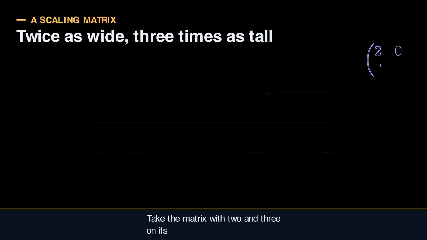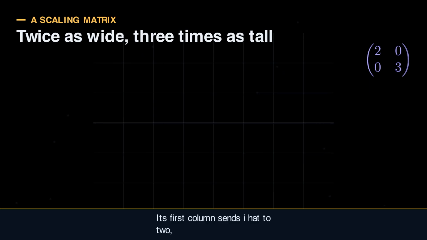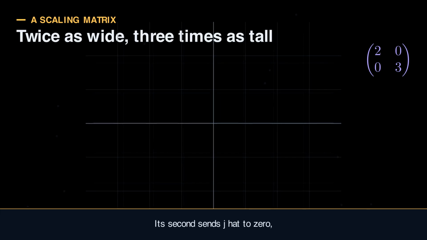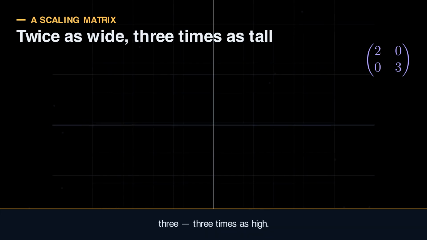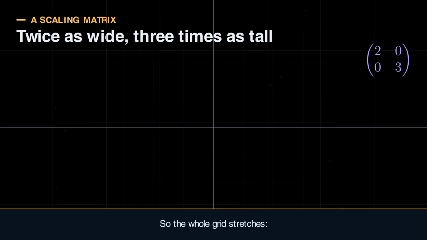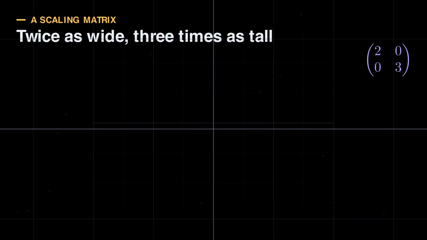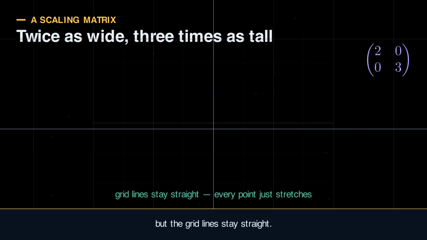Let's watch a real one. Take the matrix with 2 and 3 on its diagonal. Its first column sends i hat to (2, 0), twice as far right. Its second sends j hat to (0, 3), 3 times as high. So the whole grid stretches, twice as wide, 3 times as tall. Every point moves, but the grid lines stay straight.